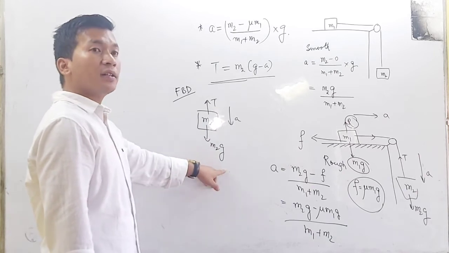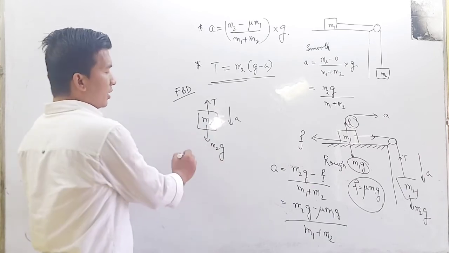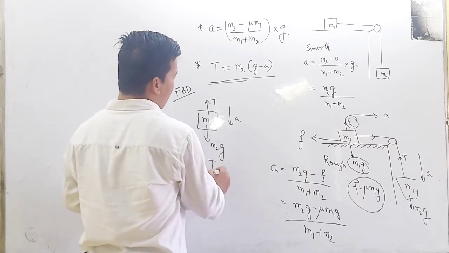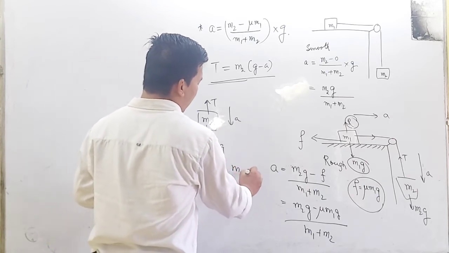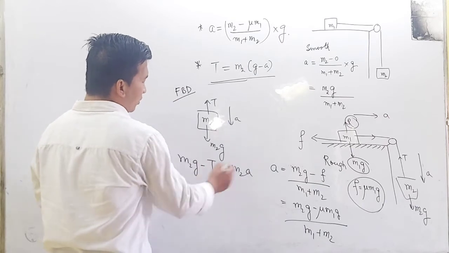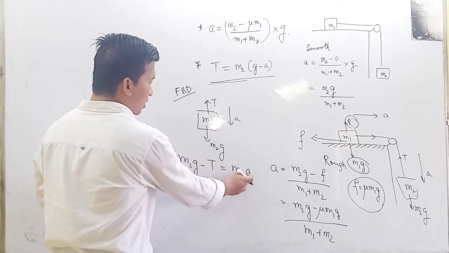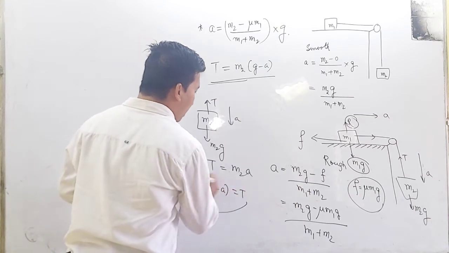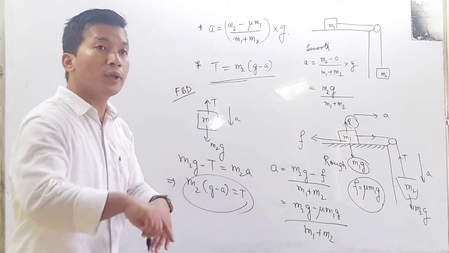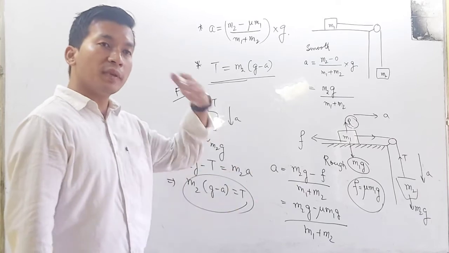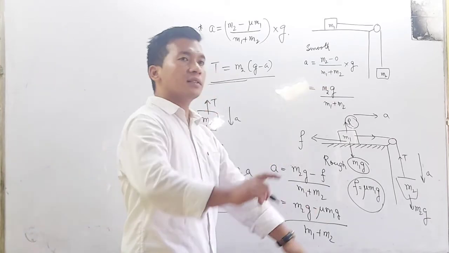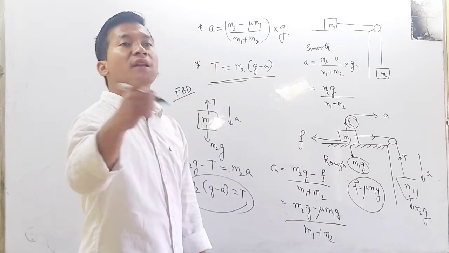which one will be greater? M2G is greater. That is M2G minus T is equal to M2A, and from there we can simplify M2, so G minus A, and this is our tension T. This is how we obtain our tension, but this must be conceptualized: when the body is descending, the weight simply decreases to G minus A.